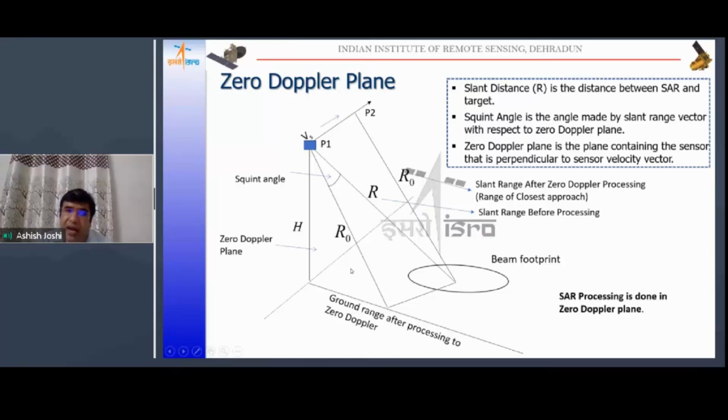This is called R0, the slant range after processing. So this is R, which is before processing, and this is R0, which is after processing in the zero Doppler plane. This is also called the range of closest approach. SAR processing is done in the zero Doppler plane. This is the ground range after processing to zero Doppler, and this is the normal range. After converting into the zero Doppler plane, the range becomes R0.